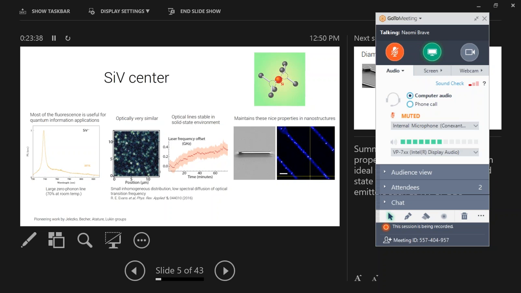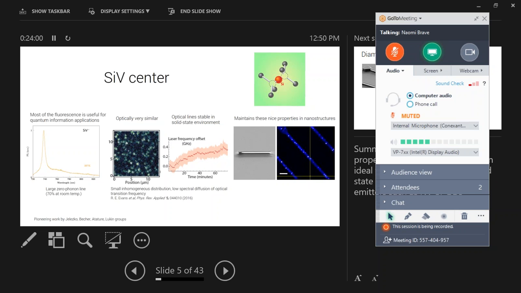So that's what we like to call small inhomogeneous distribution. If you pick one of these silicon vacancies, and if you just park yourself on an optical transition and watch that frequency over time, so this is also a big problem in solid-state systems, these optical lines are usually not stable over long periods of time.